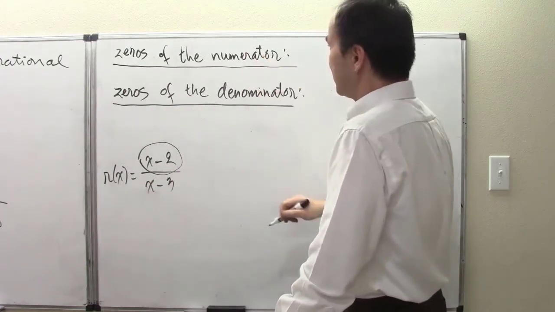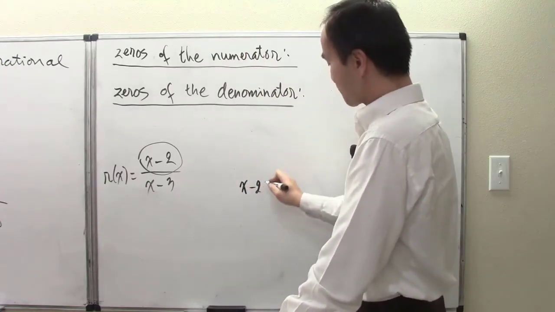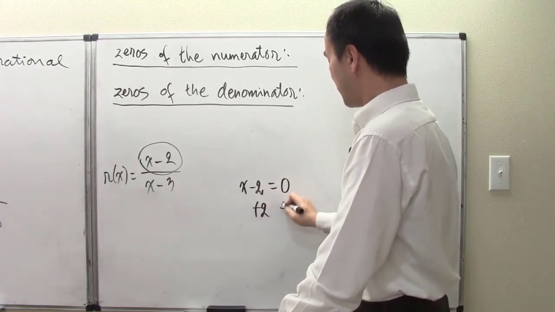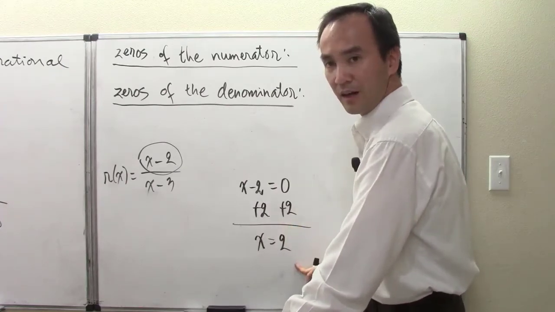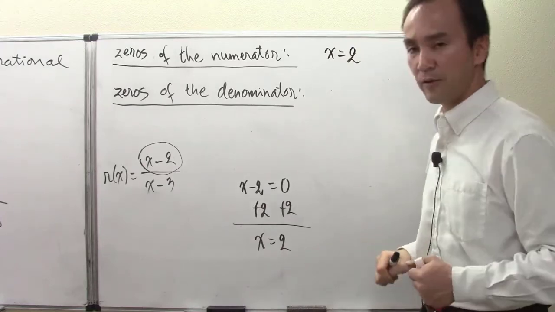So now to find the zeros of the numerator, I'm going to go x minus 2. This is scratch work. Set that equal to 0. Now solving for x, I'm going to add 2 to both sides. x equals 2. So we found one and only one zero for the numerator.